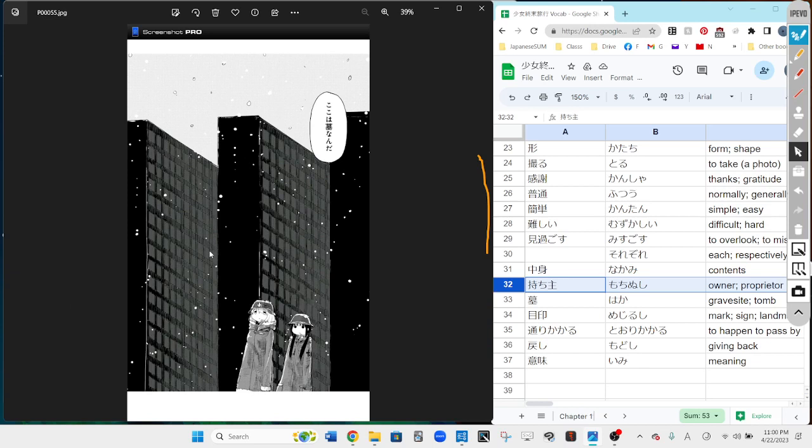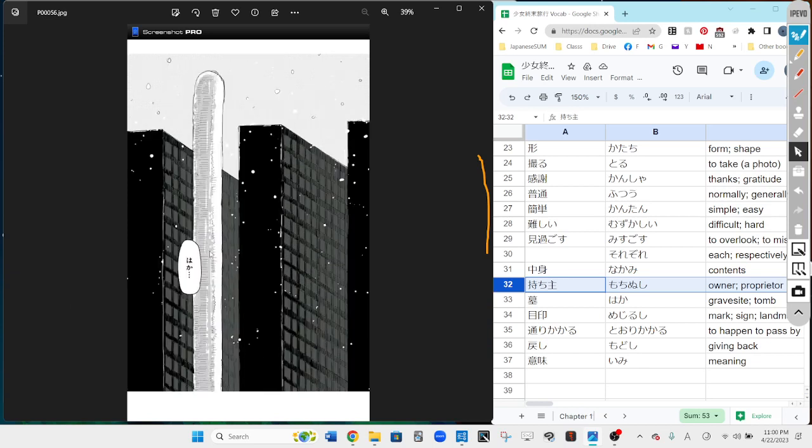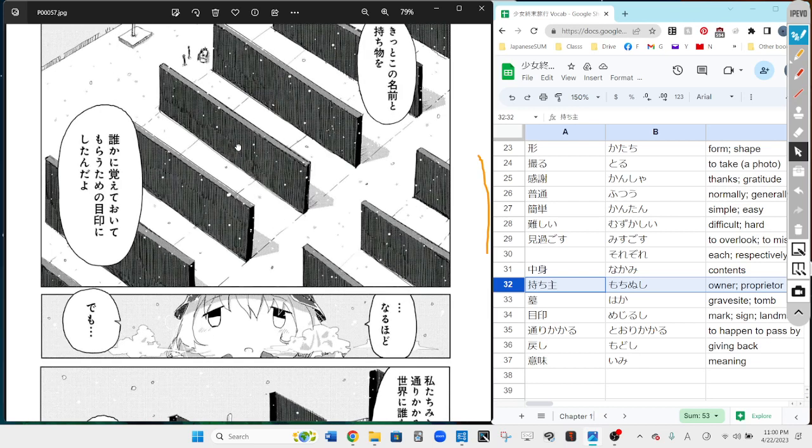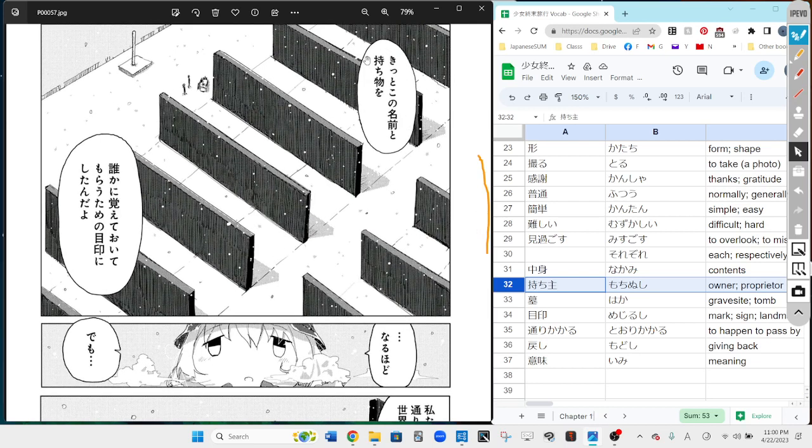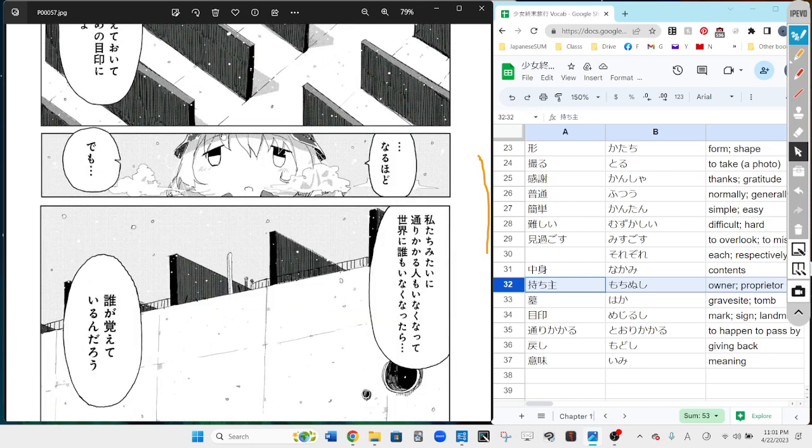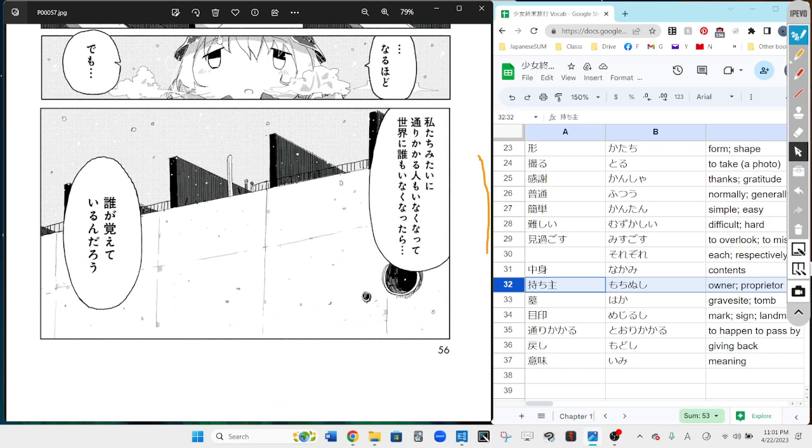ここは墓なんだ。This place is a grave site. 墓, a grave, huh? きっとこの名前と持ち物を誰かに覚えておいでもらおうための名印にしたんだよ。These names and these items are definitely for the purpose of receiving remembrance, so that somebody will remember it. And that's why these symbols are on here. なるほど。I understand. でも、and the next bubble is going to go to Cookie.